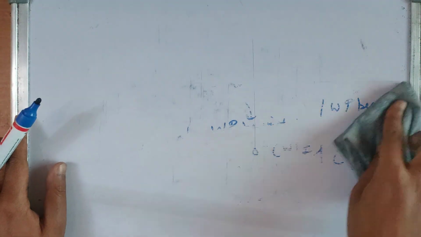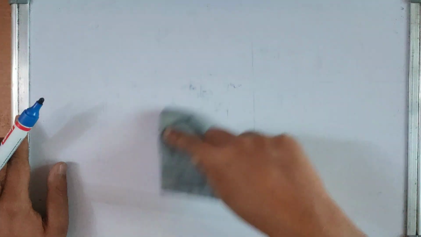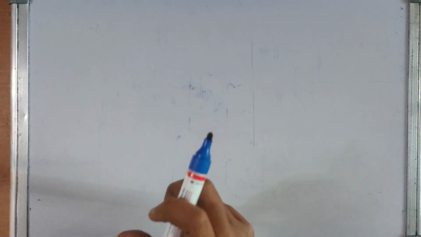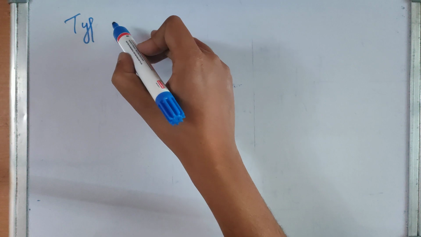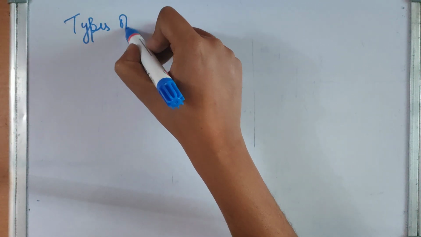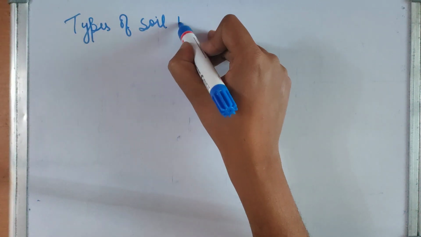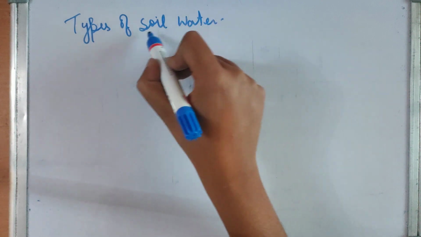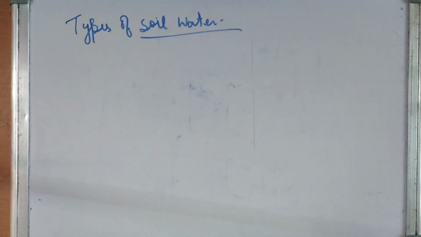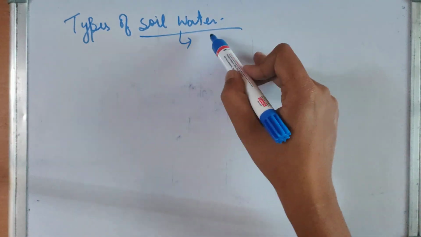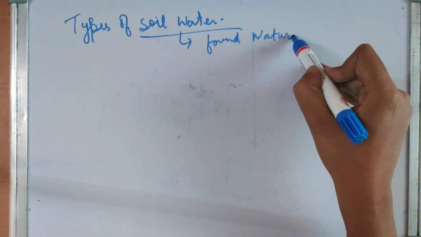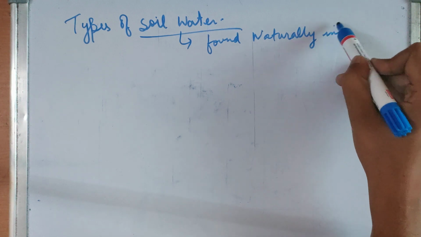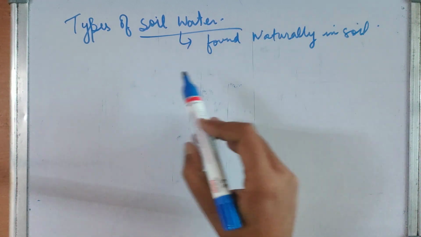Next topic of this session, types of soil water. So what is soil water? It is water found naturally in soil. It is of three types.